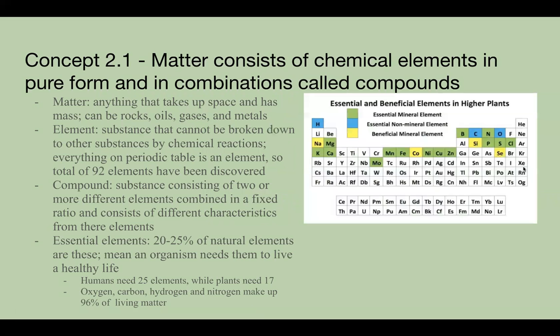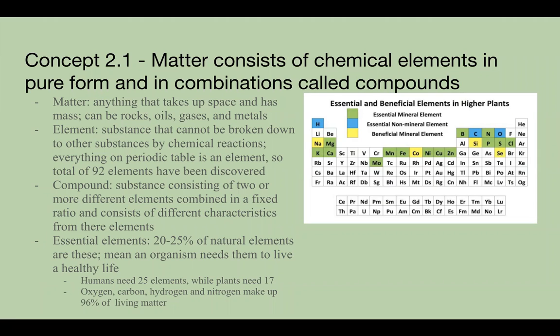So concept 2.1, matter consists of chemical elements in pure form and in combinations called compounds. The definition of matter is anything that takes up space and has mass. Now this can be rocks, oils, gases, and metals, pretty much anything that takes up space and has mass. Now, an element is a substance that cannot be broken down to other substances by chemical reactions. So this is the smallest that you can get.